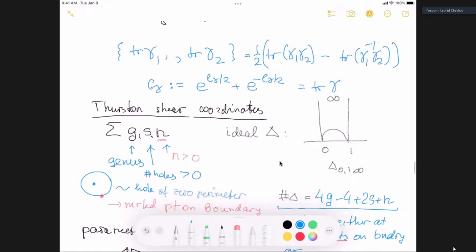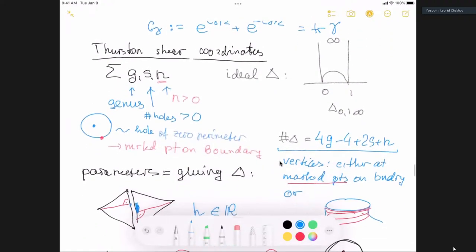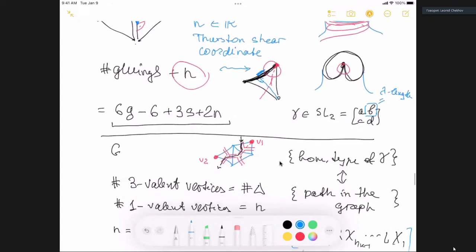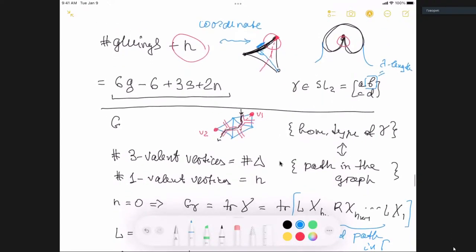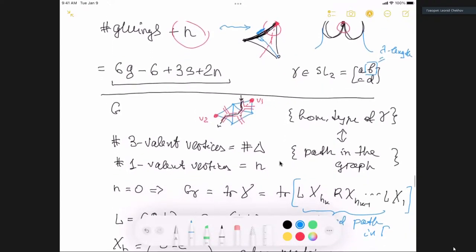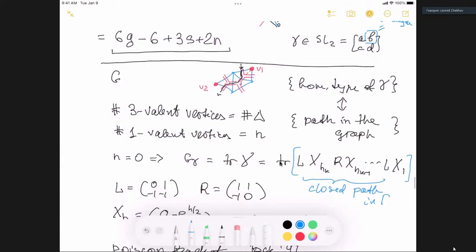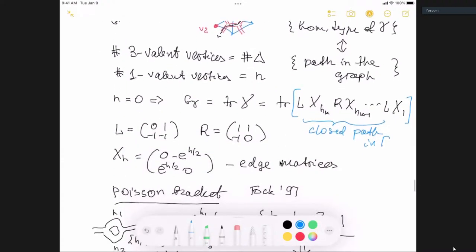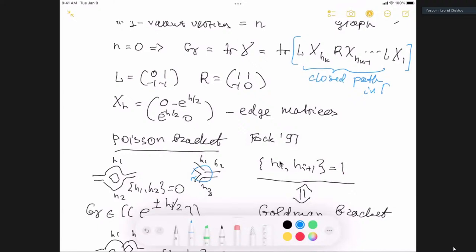And so here we have the Thurston shear coordinates. We can parameterize the path in the graph using these coordinates. So this is a different set of coordinates on the same space. Yes, a different set of coordinates on the same space.